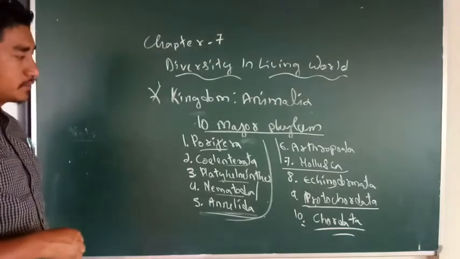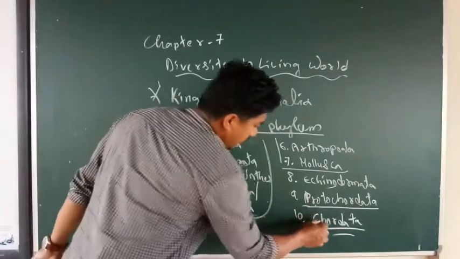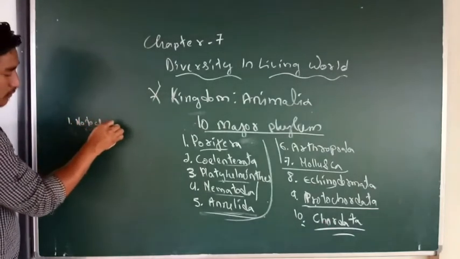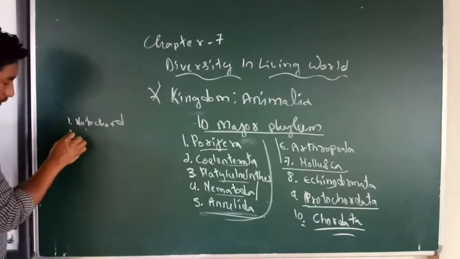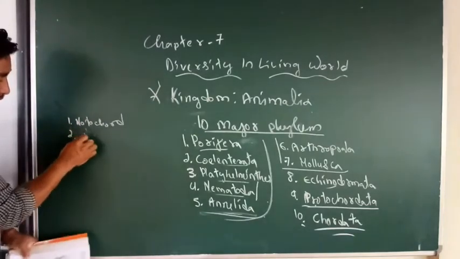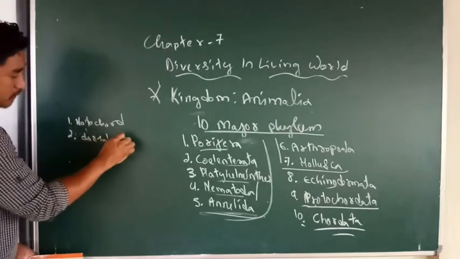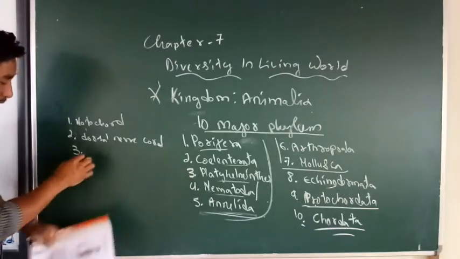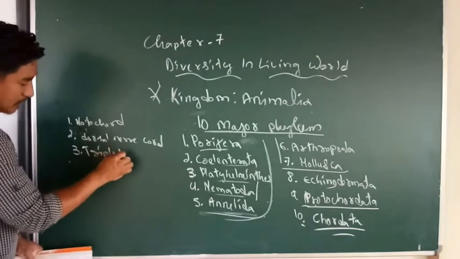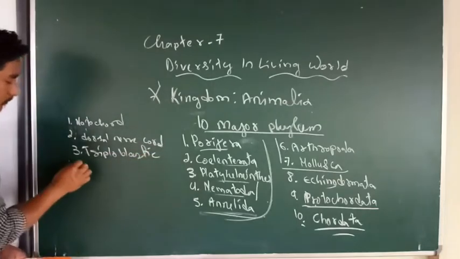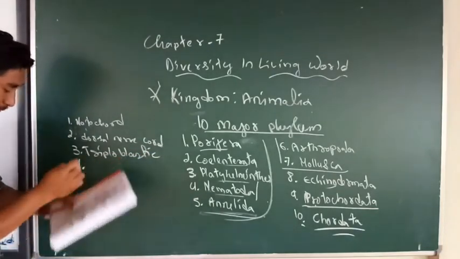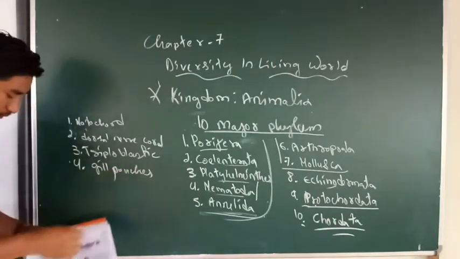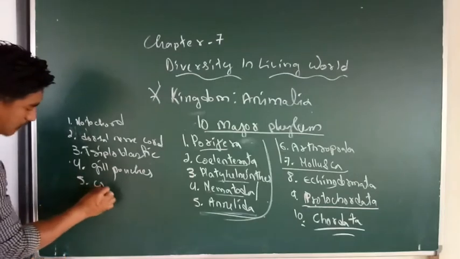Now, the characteristic features of this phylum is they have notochord. They have dorsal nerve cord. Thirdly, they are triploblastic. Number 4, they have gill pouches. And number 5, they are coelomate organisms.